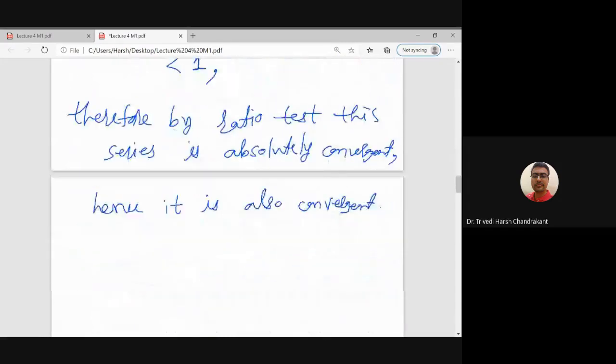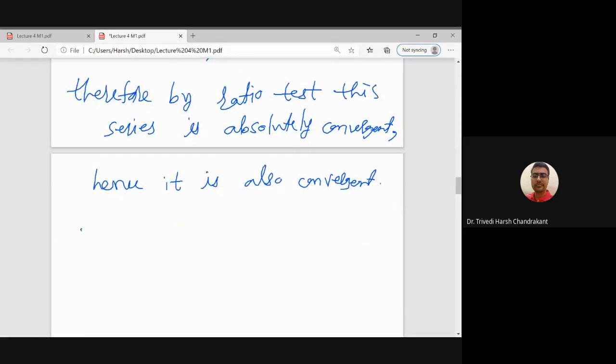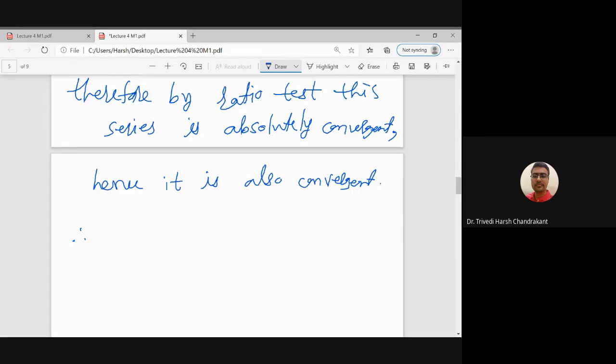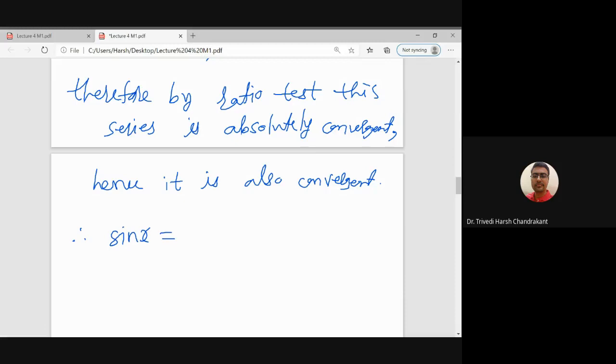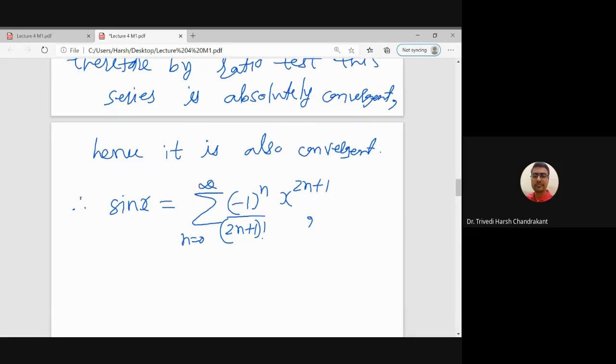So now there is a known result that whenever this series converges, it equals the value of the function at that point. So that means sin x equals the sum of minus 1 power n x power 2n plus 1 divided by 2n plus 1 factorial, for all mod x less than infinity. So mod x less than infinity means for all real numbers.